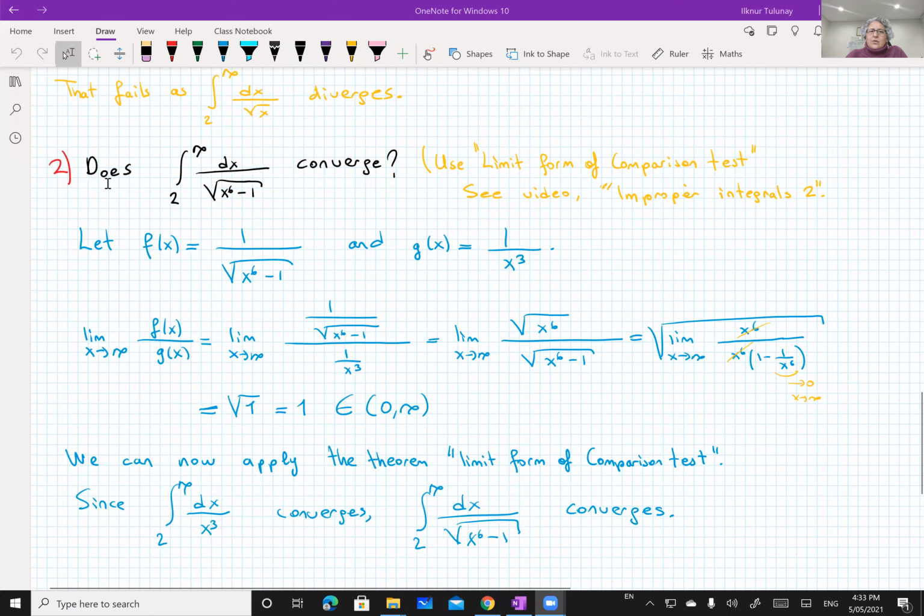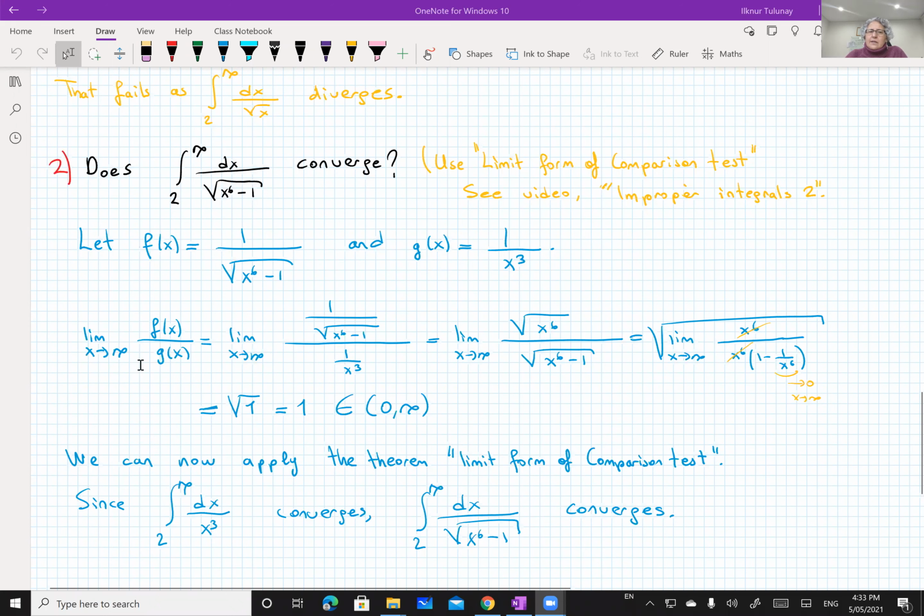Here, let's check whether this integral converges in this case. Use the limit form of the comparison test. See video Improper Integrals 2. We are going to use the limit form of comparison. So let f(x) be 1 over the square root of it, that is the whole of it, and g(x) is 1 over x cubed.